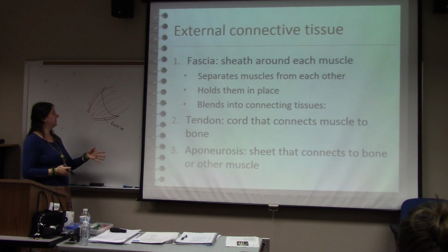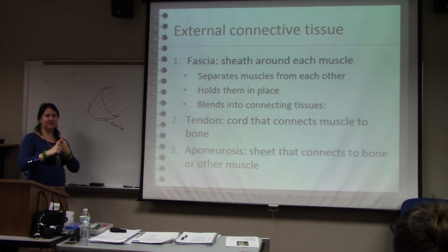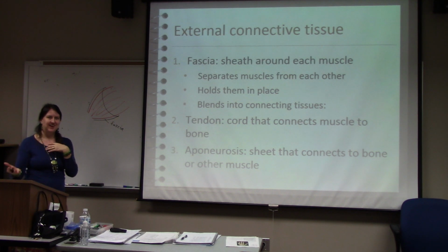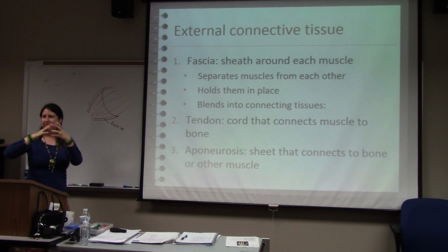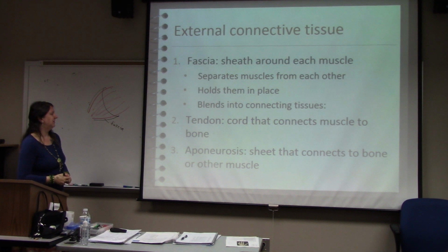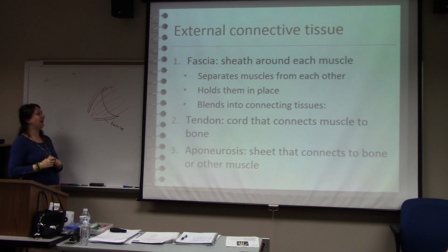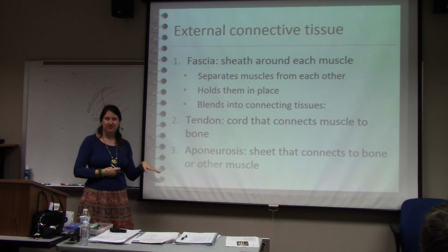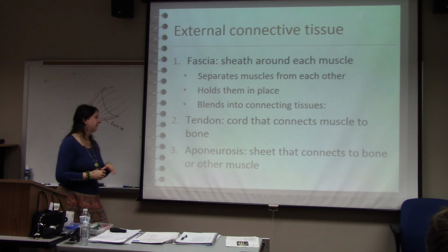What the fascia does is both separate the muscles from each other so that if one's contracting and the other's not, they don't rub against each other. But it also holds them in place so they don't shift around too much in your limb or wherever they are. The fascia blends into the connective tissues that connect the muscle.